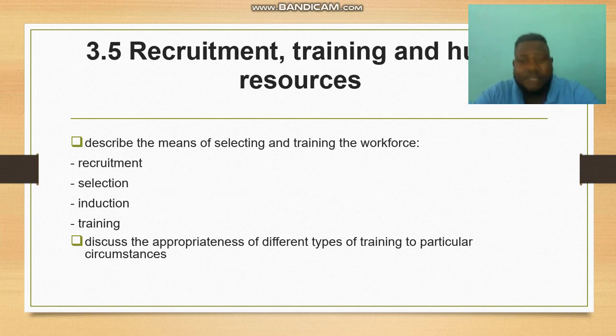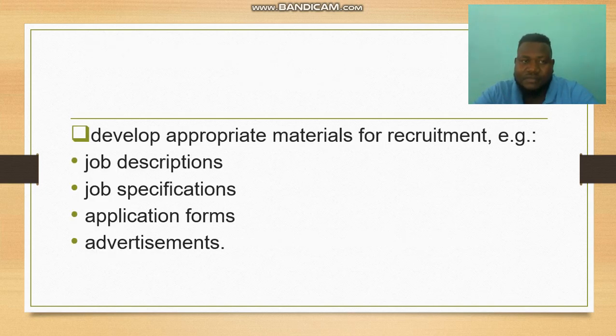Training can be divided into three, or we have three different types of training. That is induction training. This is when you're introducing a new employee to the new working environment. And then we have on-the-job training. This is when you're training a person doing that particular job. And then the last one is off-the-job training. This is when you train a person away from the working environment.